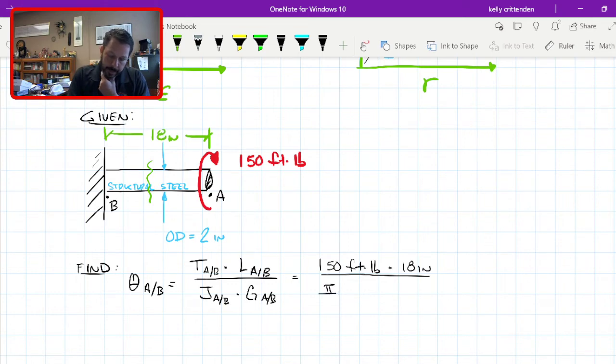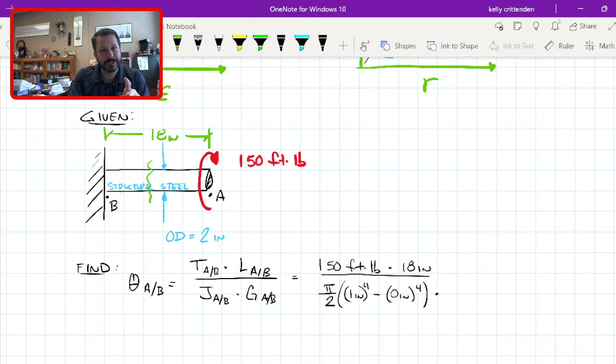J is pi over 2 times c to the fourth. C is the outer radius. I have the outer diameter, so the outer radius would be 1 inch, to the fourth power, minus b to the fourth, where b is the inner radius. This one's solid, so b is actually 0. And then times the modulus of rigidity, not elasticity. Modulus of rigidity. I said this was structural steel. We just looked that up, and it was 11 million psi. So I'm just checking that to make sure I didn't imagine that. Yes, 11 million psi.